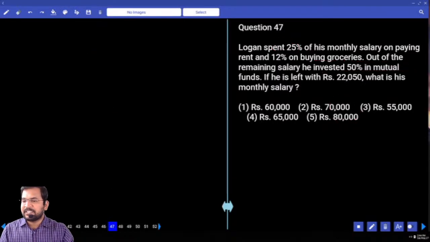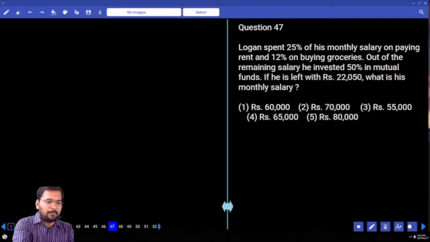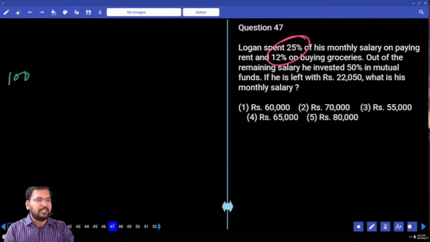Logan spent 25% of his monthly salary on paying rent, 12% buying groceries out of the remaining. So he invested 50% in mutual funds. He is still left with 22,050 rupees. What was the monthly salary? I don't know monthly salary. I assume as 100.